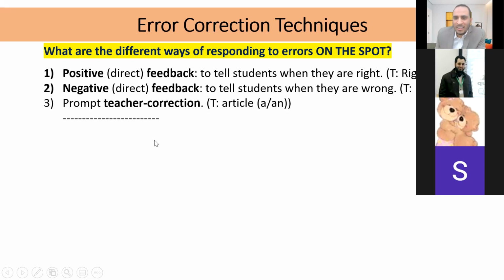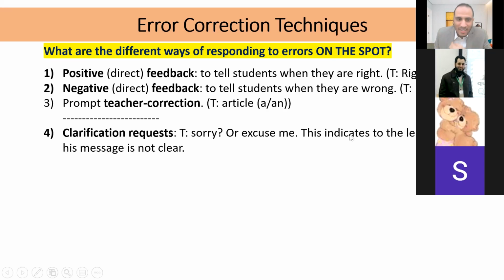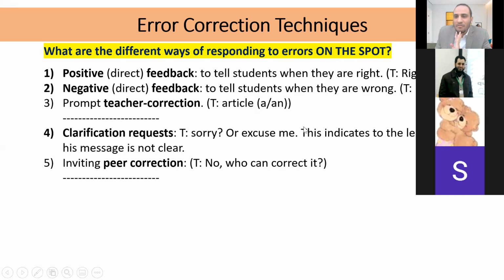The third one is what most of the teachers do, the prompt correction. You say, I'm teacher. You say, a teacher, or I will kill you. That's the prompt correction. But the other techniques are more effective. Number 4, for example, is clarification request. Number 5 is inviting peers. Do you think it's always positive to invite other students to correct some students? I mean, is it always positive to invite students to correct other students?